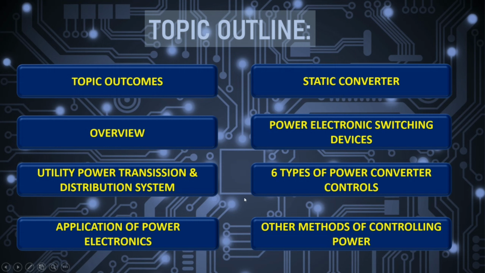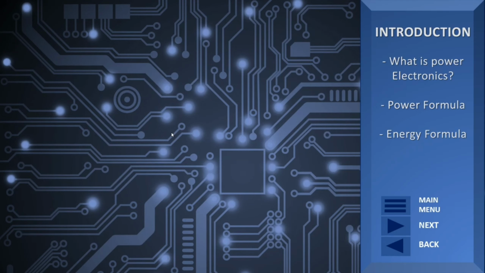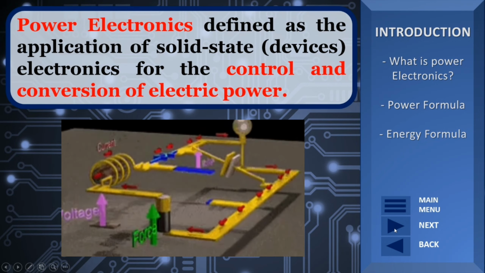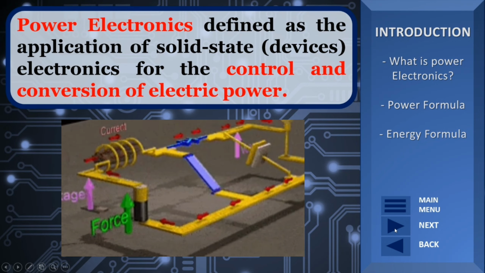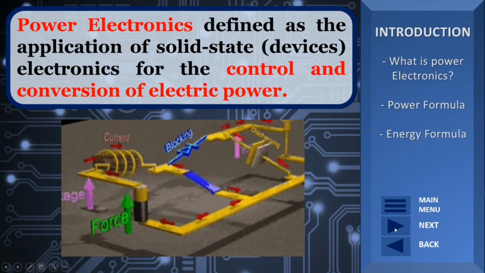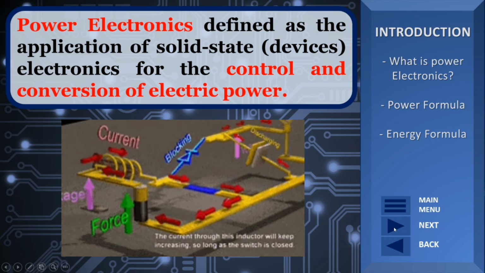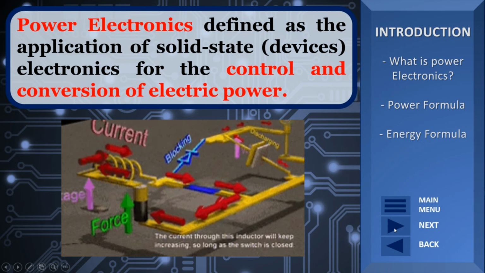So, before we proceed to the main topic of this report, we will discuss first the overview of power electronics. What is power electronics? Power electronics is defined as the application of solid-state electronics for the control and conversion of electric power. It deals with how to control and convert power or electrical energy from one form to another, and how to utilize power at high efficiency.